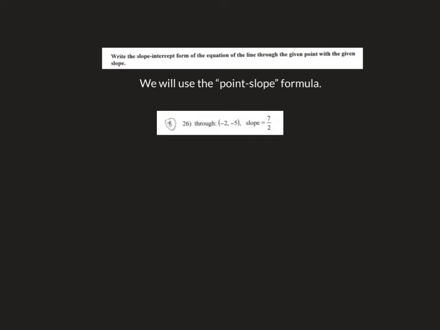Now this next one, using the point slope formula to write the slope intercept form, given a point and the given slope. So the point slope formula is y minus y1 equals m times x minus x1, where y1 and x1 are the points that were given to me right here. And then this is my slope. So I'm just going to substitute everybody in and do a little math.